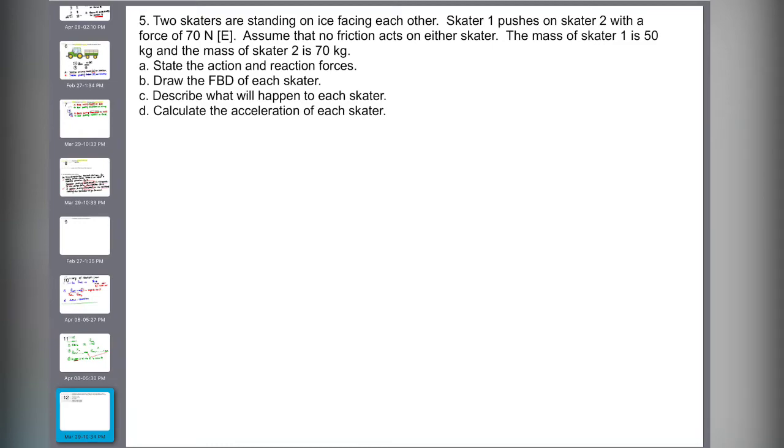Two skaters are standing on ice facing each other. Skater 1 pushes on skater 2 with a force of 70 Newton to the east. Assuming no friction acts on either of the skaters, the mass of skater 1 is 50 kilogram and the mass of skater 2 is 70. First thing I need you to do is fix my sig figs. Can you put that this is 70.0 kilogram, this is 50.0 kilogram, and then that is 70.0 newtons.